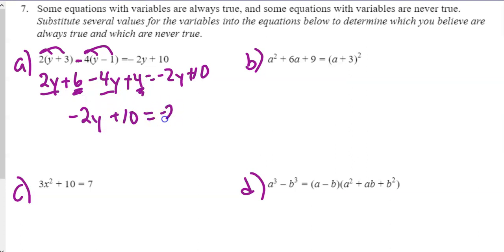And look what happens. It is identical to the right-hand side. So this is going to be always true.